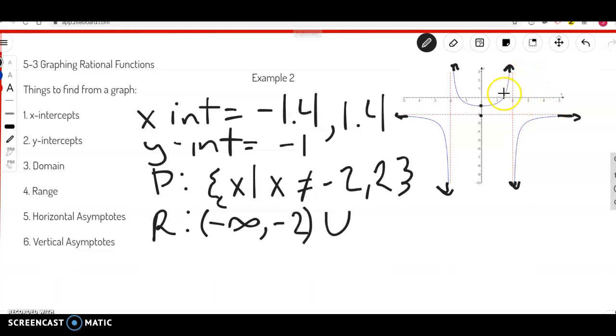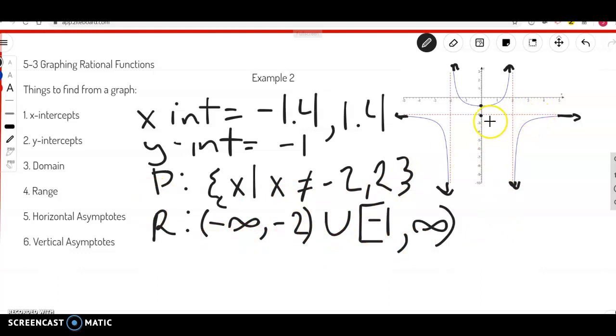Then for the other part of our range, we look where does this graph start, what's the lowest point? So the lowest point here is -1. -1 is actually part of the graph, so we would use a bracket. And then that graph continues increasing into infinity. And so we have our range is this interval here.